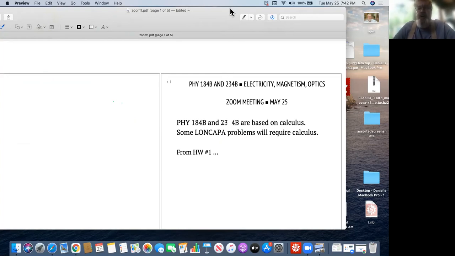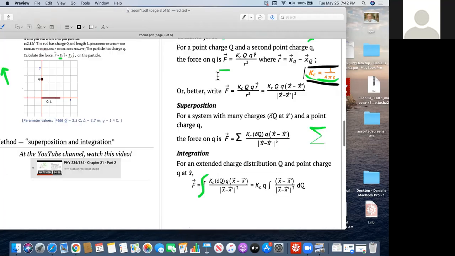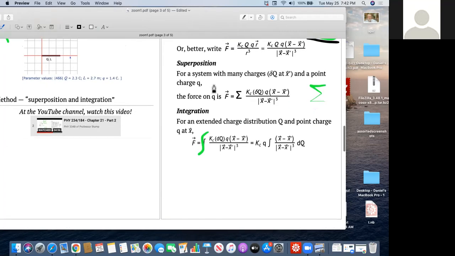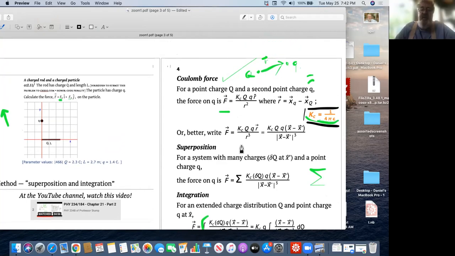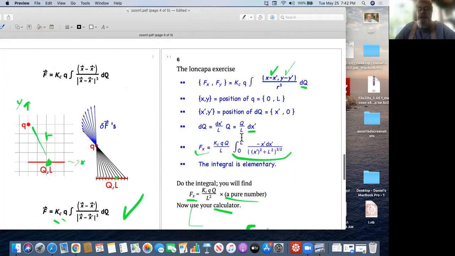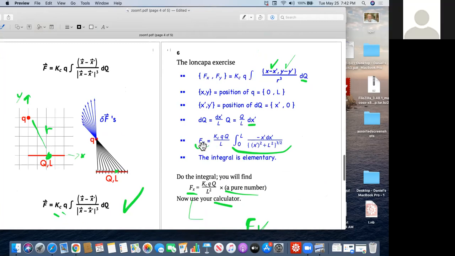So if there are no more questions, I'll end the meeting. Actually, I still got a question about the Fy. Could you please just write it down again? I just cannot figure it out. It's just exactly like this. Exactly like this is Fx.